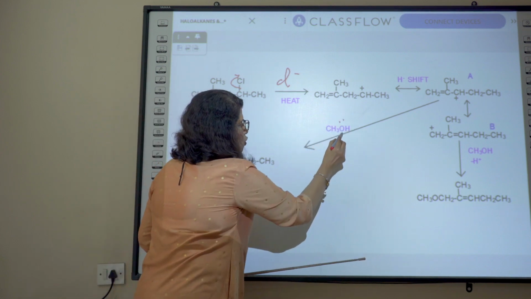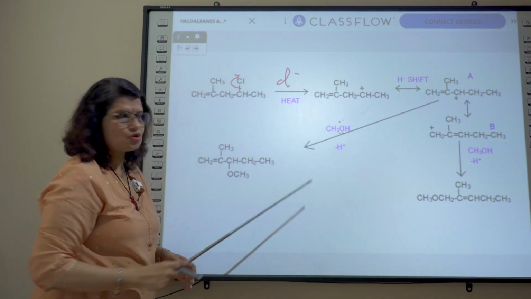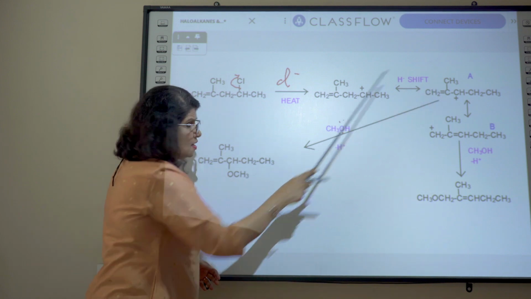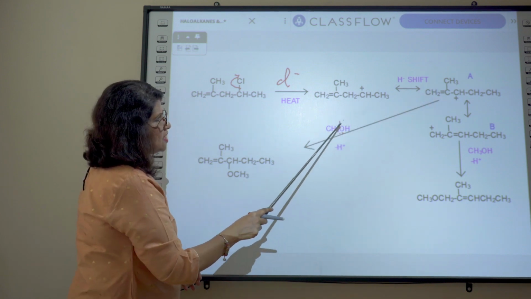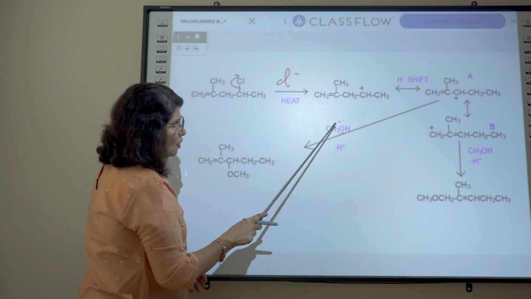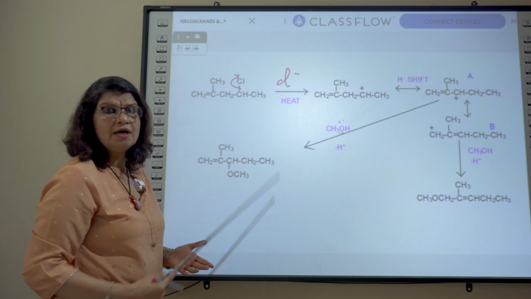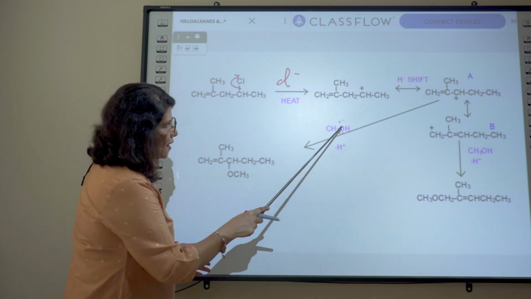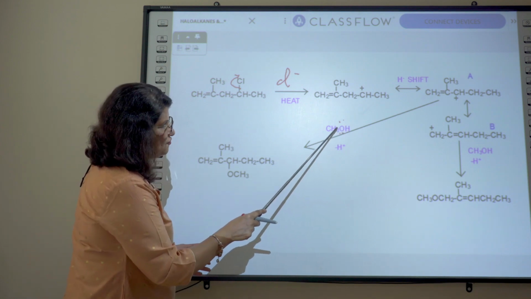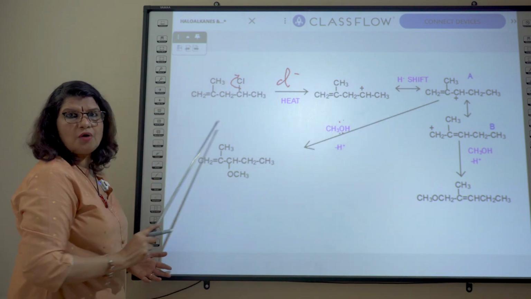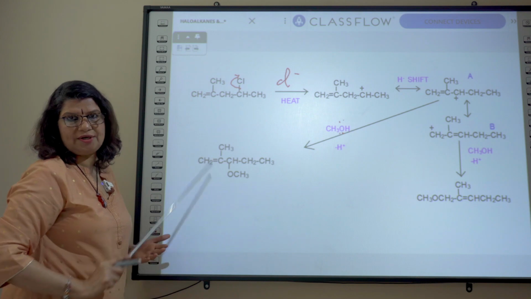Oxygen has got two lone pairs of electrons. One lone pair on oxygen will be attracted to this positive carbon. Therefore, this becomes CH3OH plus. The oxygen will acquire a positive charge. And what is the last step? To neutralize the positive charge by losing this hydrogen, and therefore you get OCH3 attached to this carbon atom. This is how you explain the formation of the first product.